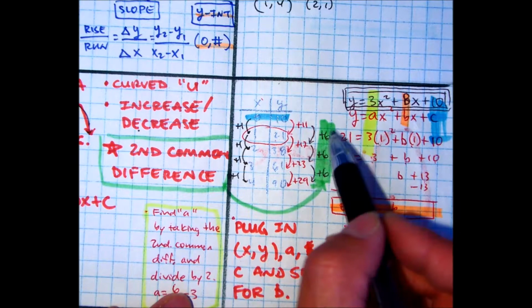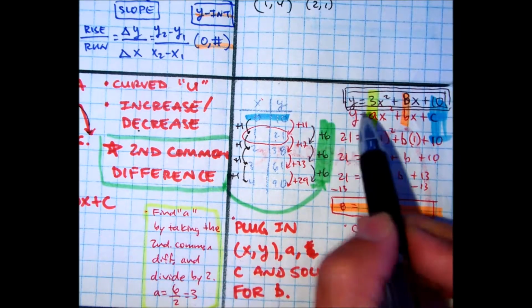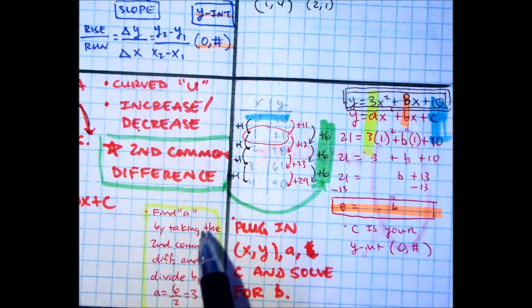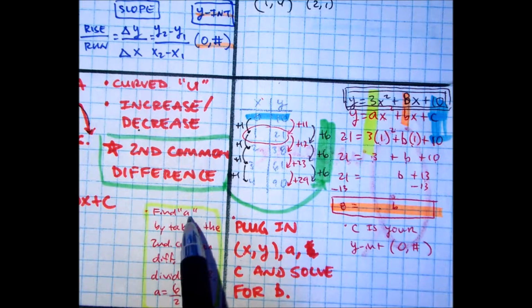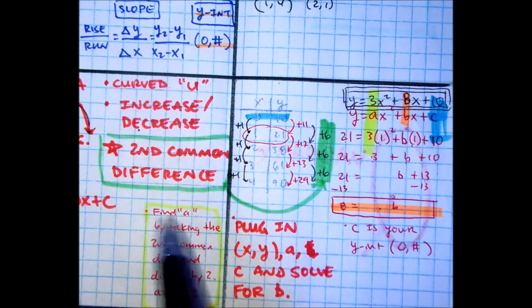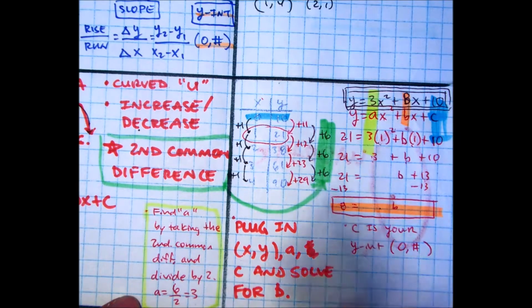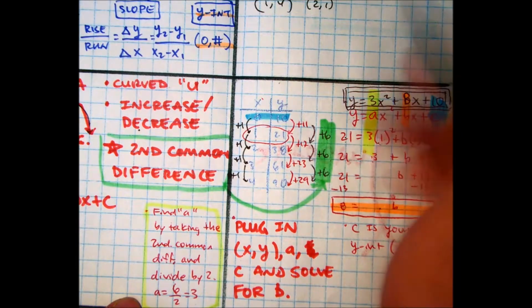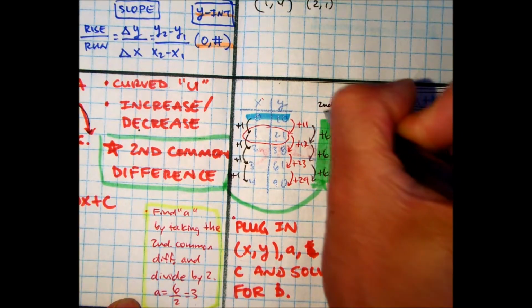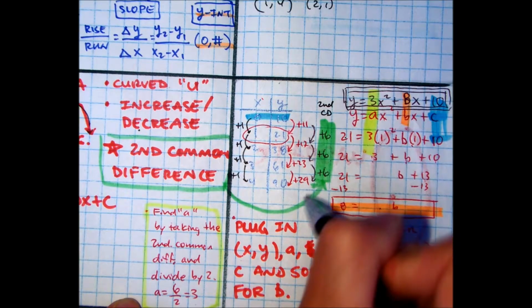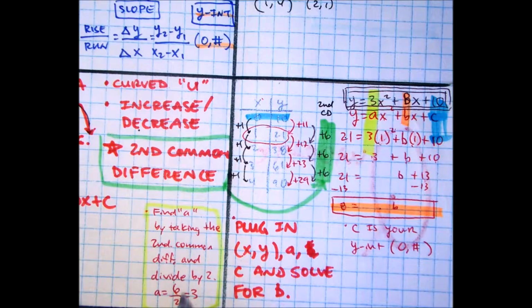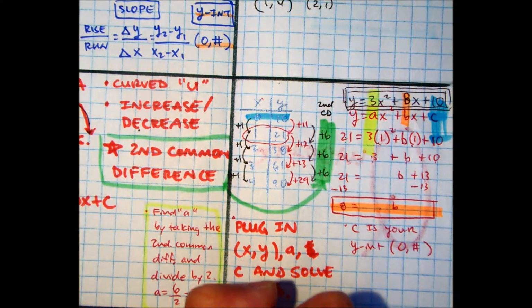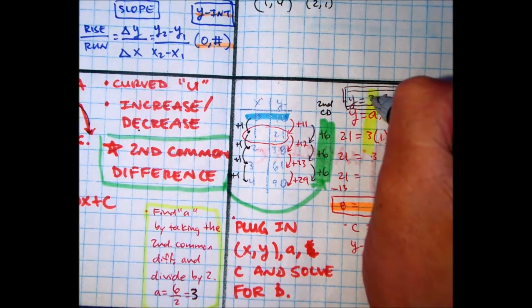Well, what do we do with this second common difference? How can it help us write an equation? Well, find the A value. Find A by taking the second common difference and divide it by 2. In our example, our second common difference is 6. I take 6 and divide it by 2 and I get 3. My A value is 3.